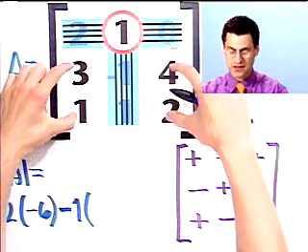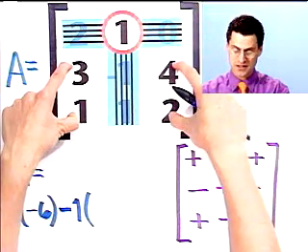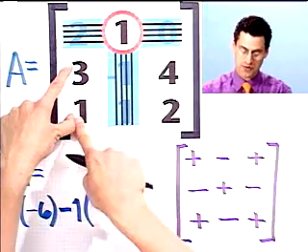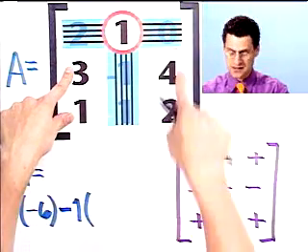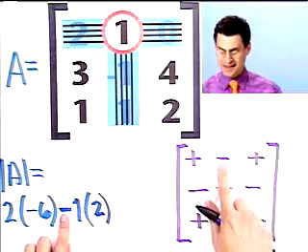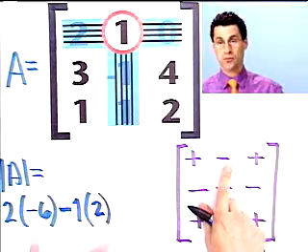I remove that, and you can see a 2 by 2 matrix here. And what's its determinant? 3 times 2, which is 6, minus 4 times 1, which is 4. So 6 minus 4 is just 2. So I put a 2 there. And I'm subtracting because the signs alternate.